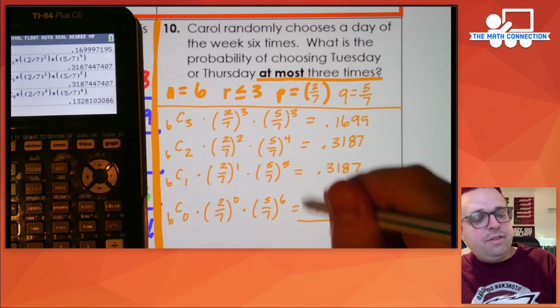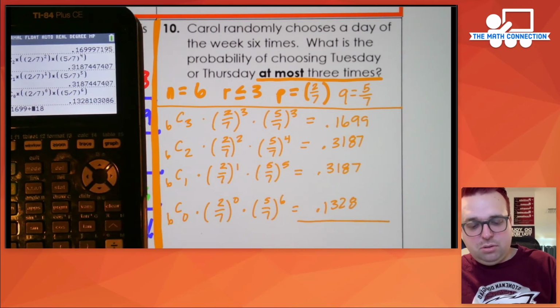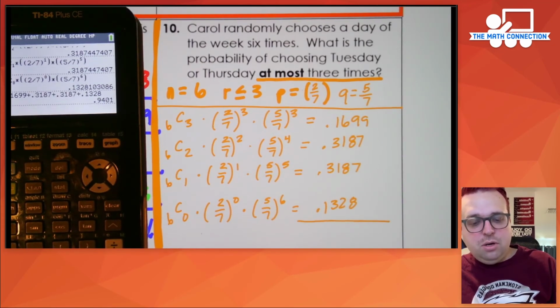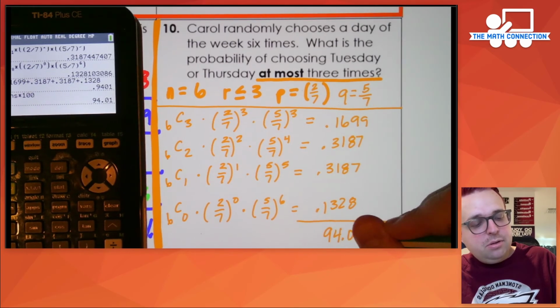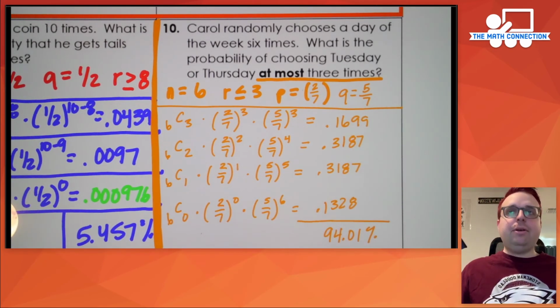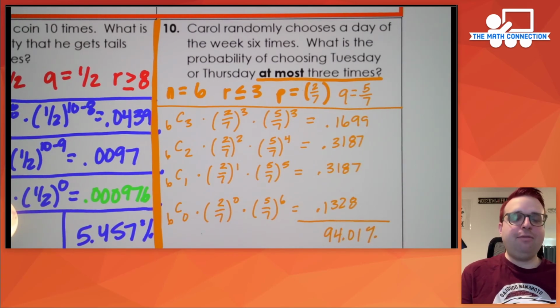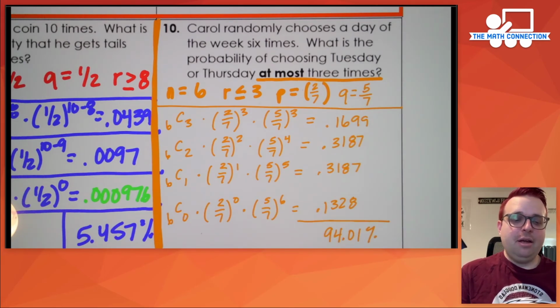Okay, sum all of these numbers right here, and you're going to have your final probability. And multiply that by 100. Okay, so my answer came out to 94.01%. And I just want to check my logic and make sure that it makes sense. And it totally does.